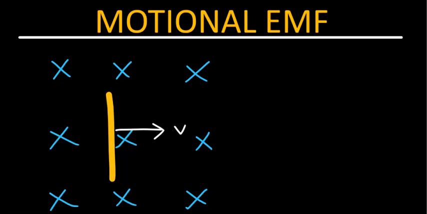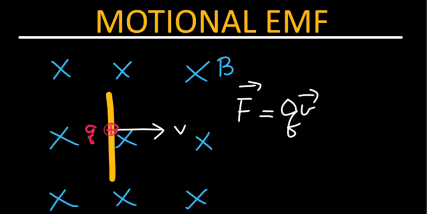Let's assume the strength of the magnetic field is B. Imagine there is a positive charge inside that rod. What that means is this positive charge is moving to the right with speed v in a region where the magnetic field is going into the plane. If the strength of the charge is positive Q, there will be a magnetic force acting on this positive charge according to this equation.